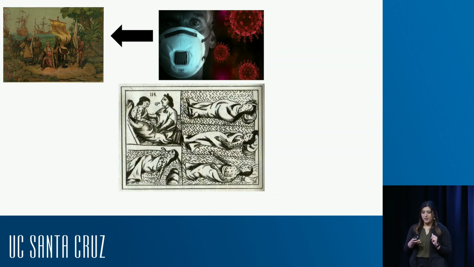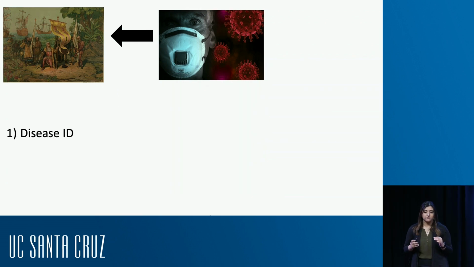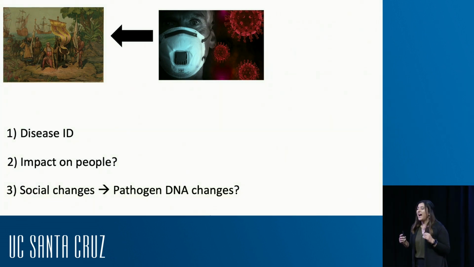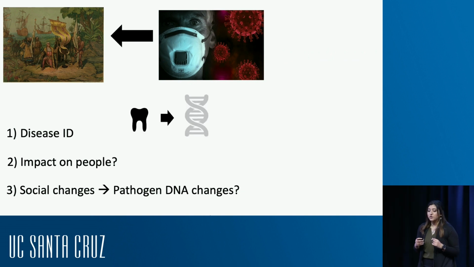Using ancient DNA, my project looks at the diseases in South America during this time period. We want to know, what diseases did the Spanish colonizers bring? How did this impact the indigenous population? And how did this time of violence and turbulent social changes impact the way the diseases acted and changed genetically over time? To do this, we get DNA from the tooth pulp of people who died during this time period.